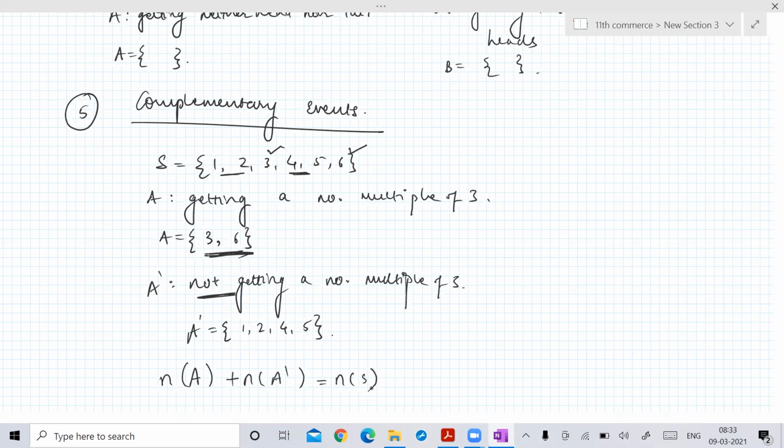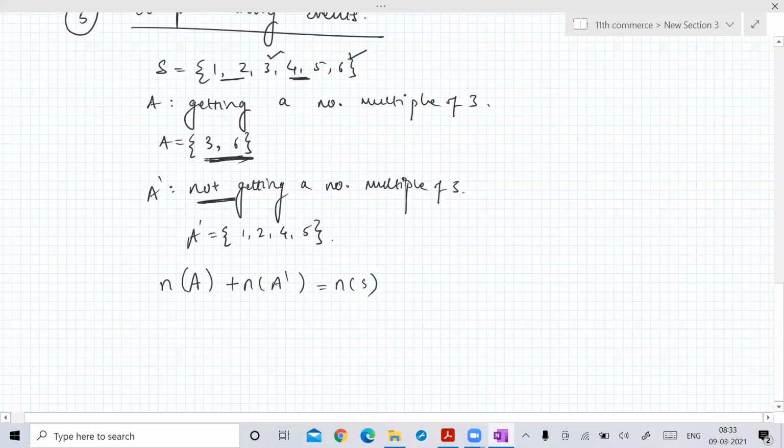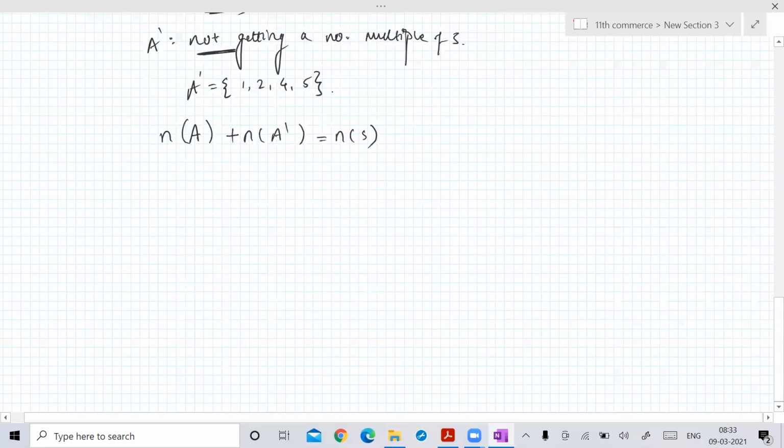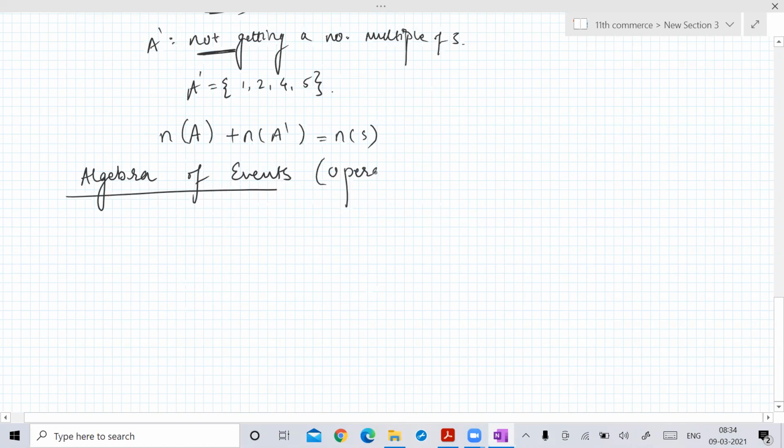Yes. n of A plus n of A dash is equal to n of S. These are the examples of complementary events. Now next, algebra of events. Or you can say operations on events.